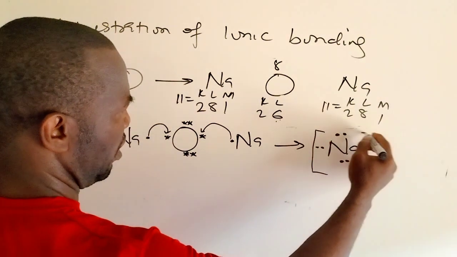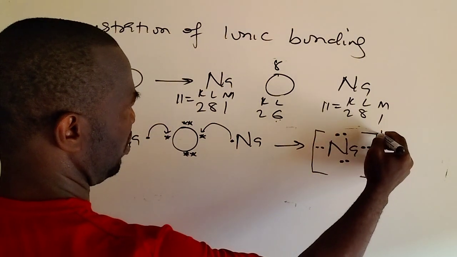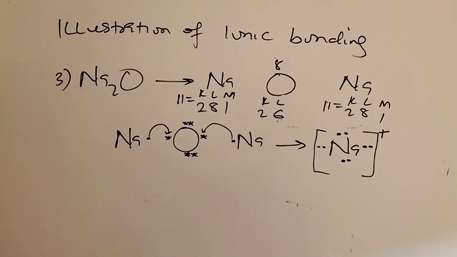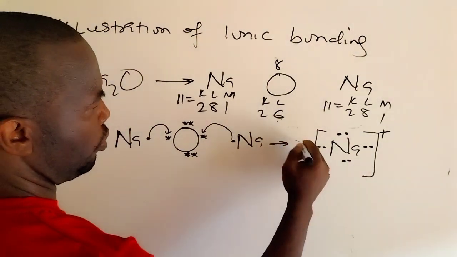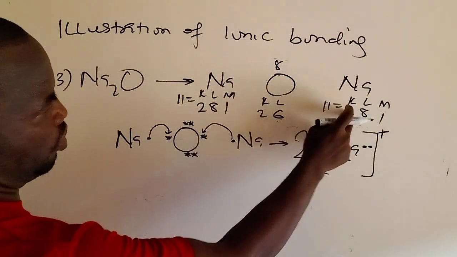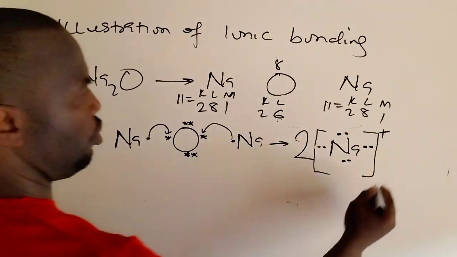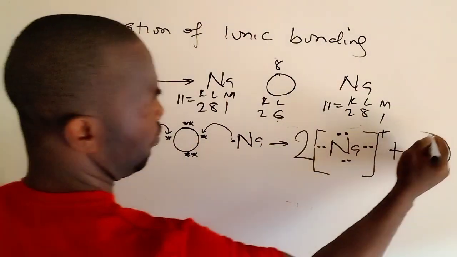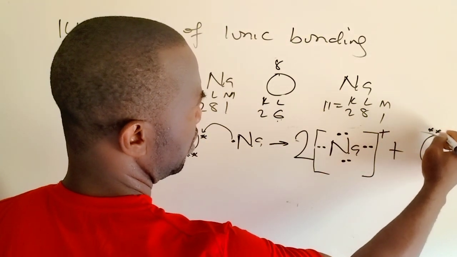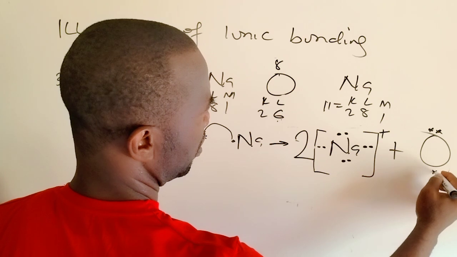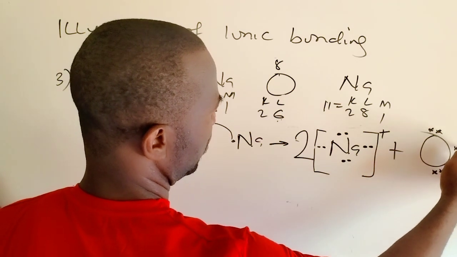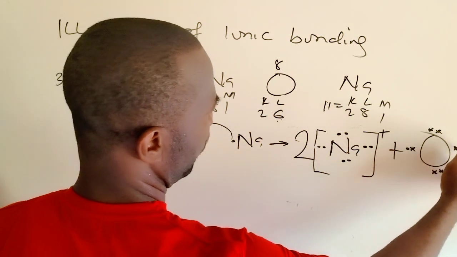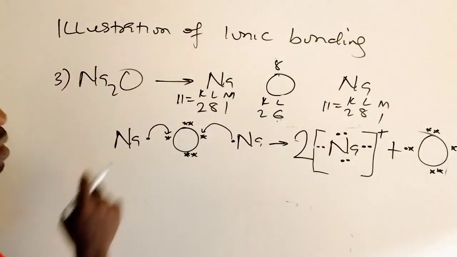Sodium is a metal. When it loses electrons, it becomes positively charged, like +1, having lost 1. Then we'll put 2 to show there are 2 sodium atoms involved. Then oxygen accepted 2. So taking 1 from this sodium and 1 from the other sodium, making it up to 8.